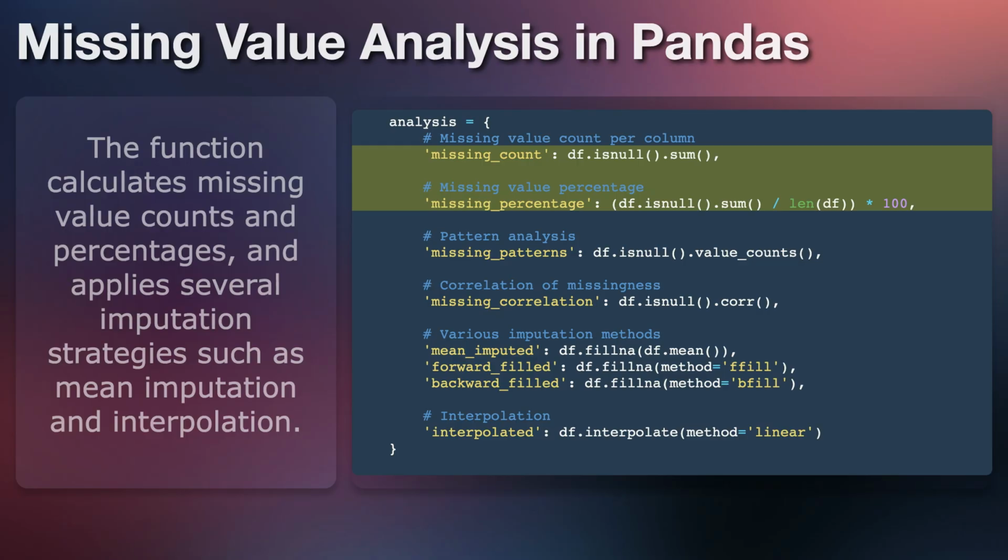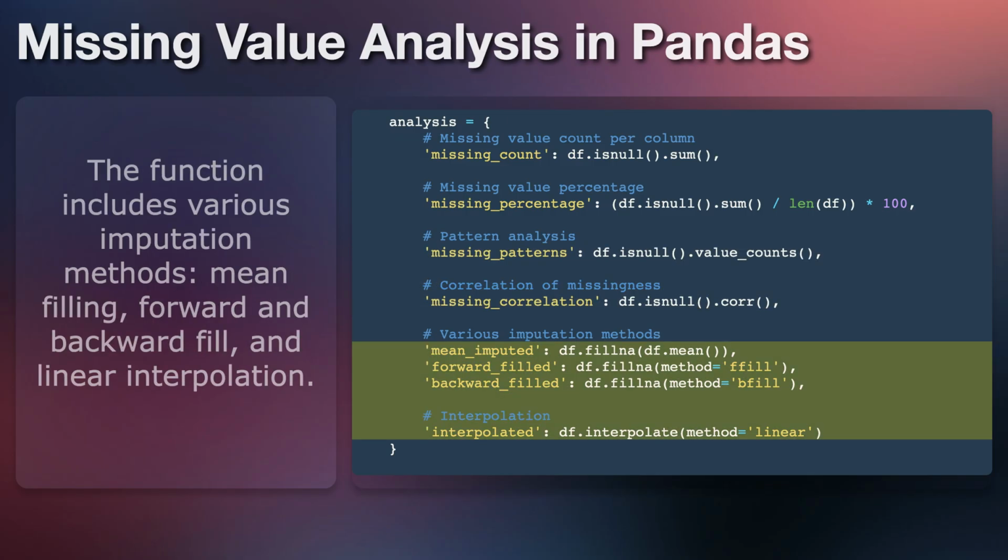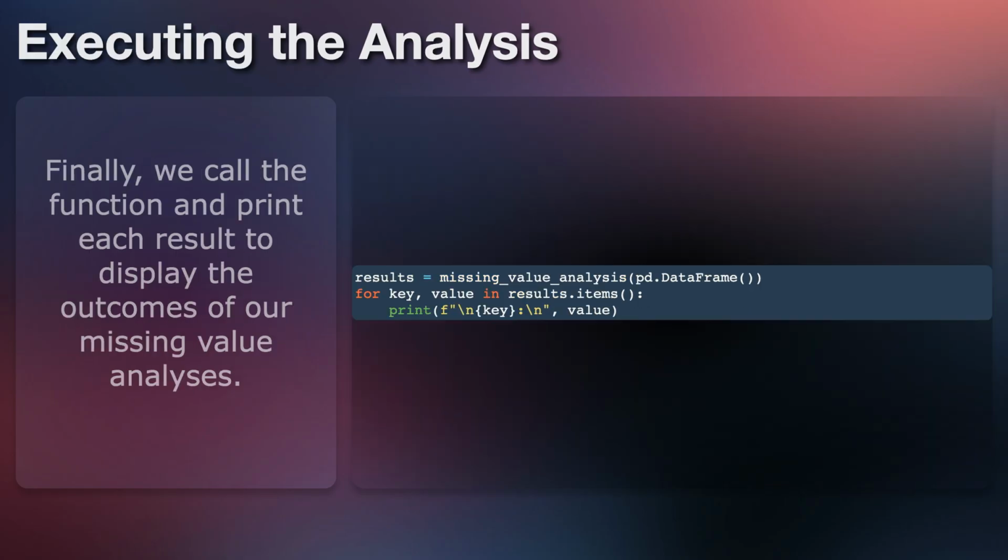The function calculates missing value counts and percentages and applies several imputation strategies such as mean imputation and interpolation. It also examines missing value patterns and correlations and stores all results in a dictionary for easy access. The function includes various imputation methods: mean filling, forward and backward fill, and linear interpolation. Finally, we call the function and print each result to display the outcomes of our missing value analyses.